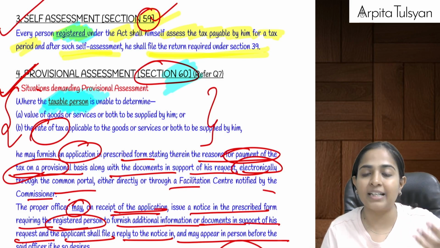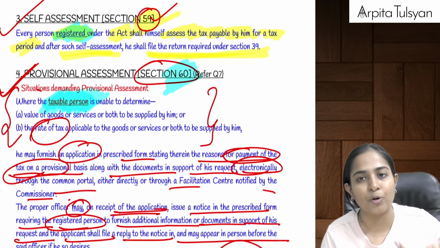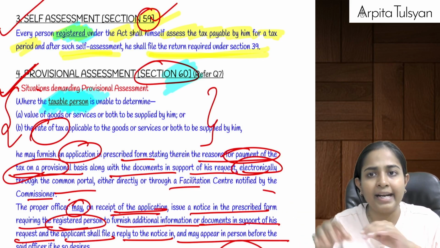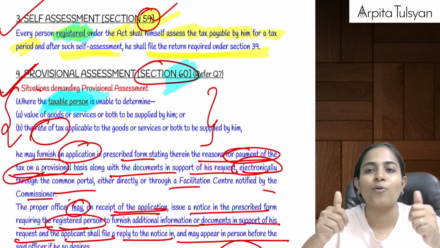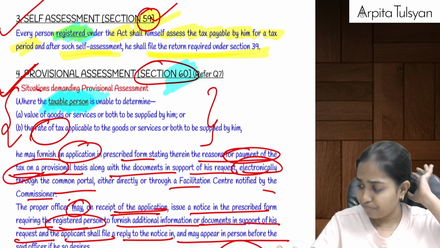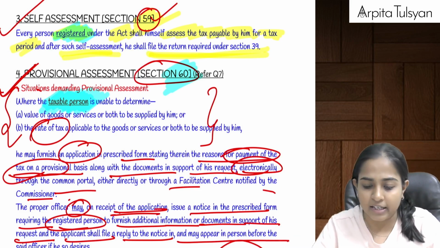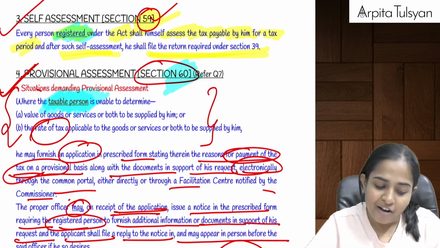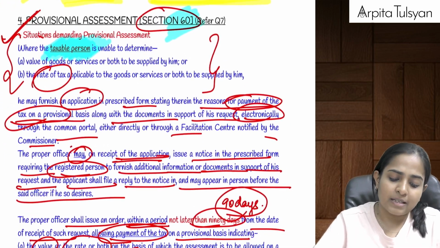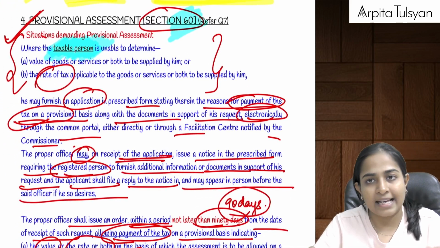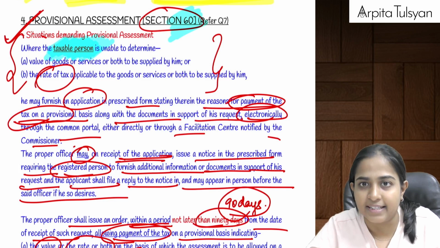If I am registered, I will self-assess my liability. I will calculate the tax payable, I will determine my input tax credit, I will pay it, and I will file the returns. This is called self-assessment under GST, which is given under section number 59. Self-assessment is applicable to every registered person.